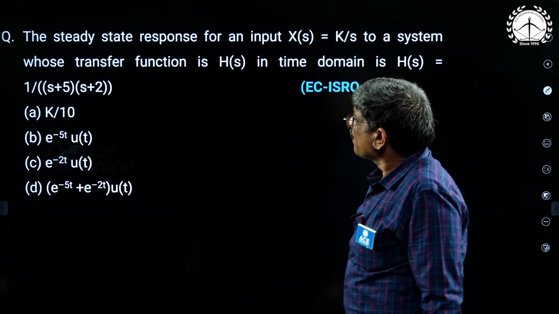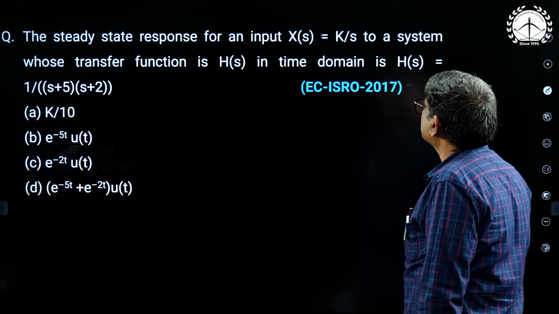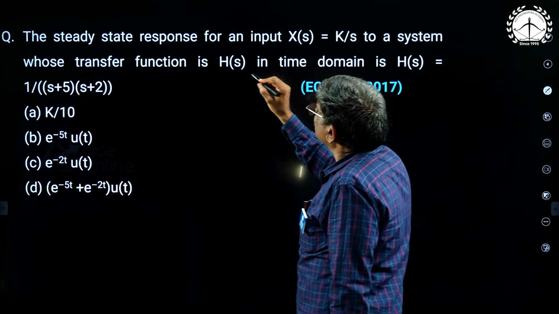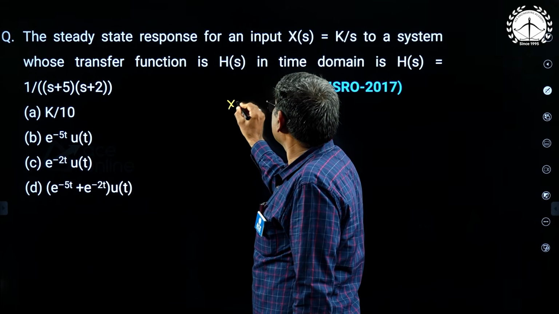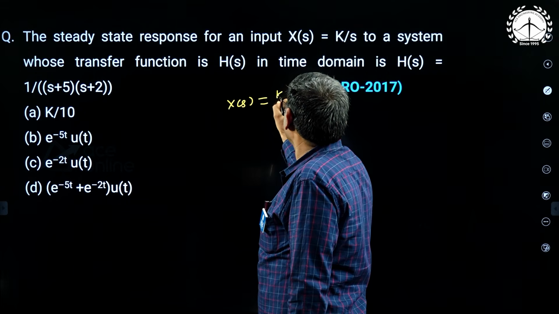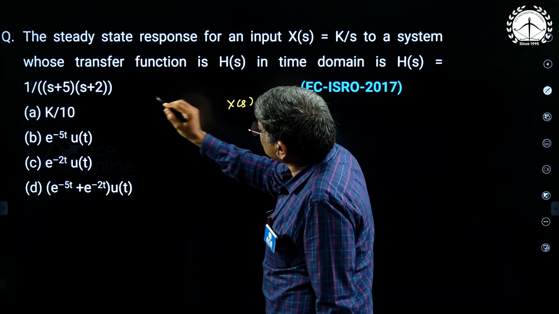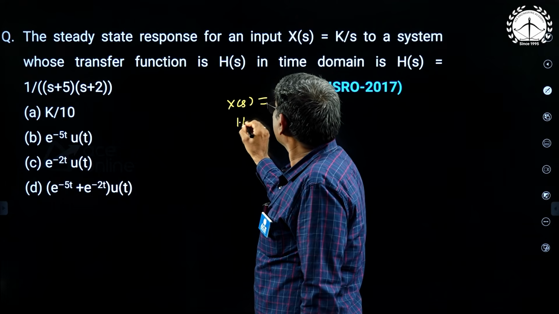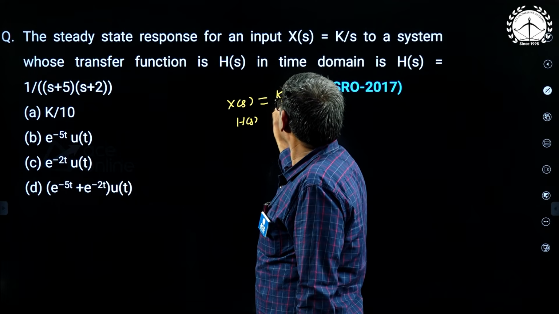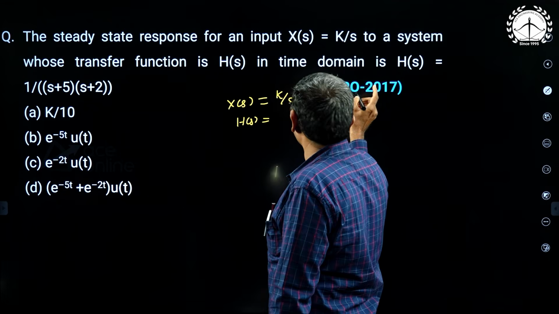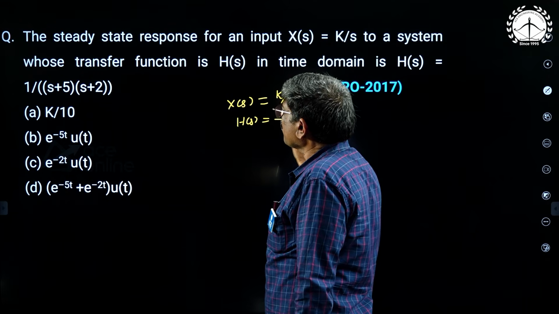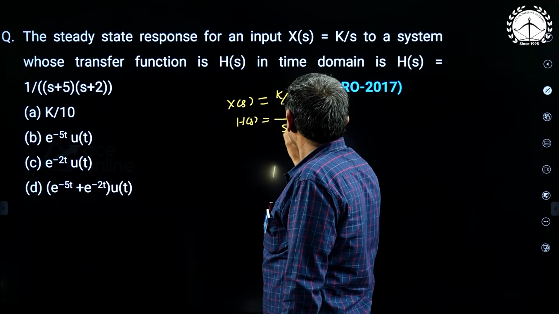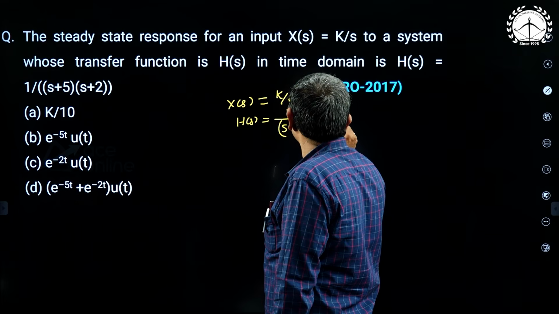So here the steady state response of step input. So here X of S given is K by S, to a system whose transfer function H of S is given. What is H of S? This is input. Input is K by S. H of S given is 1 by S plus 5 into S plus 2.